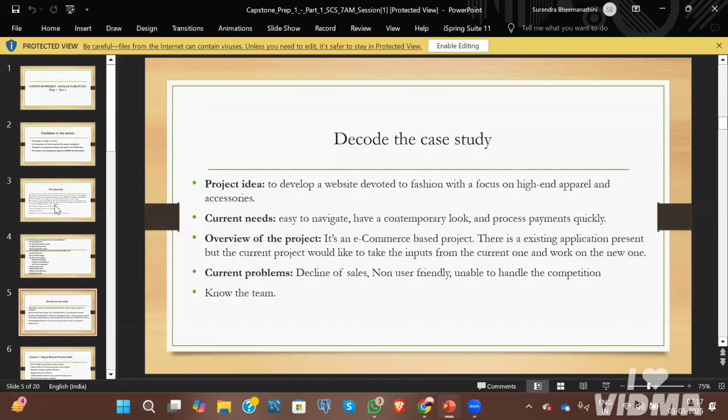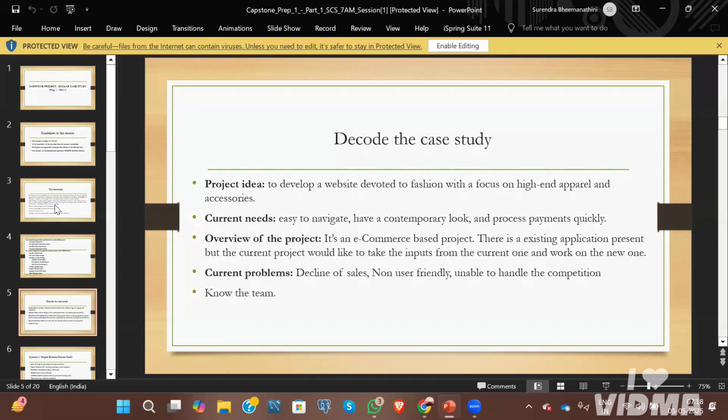Okay. So the project idea is nothing but to develop a website devoted to fashion with a focus on high-end apparel and accessories. This is the project idea. Coming to current needs, Mr. Anthony wants it easy to navigate, with a contemporary look, and to process payments quickly. The overview of the project is that it is an e-commerce based project. There is already an existing application present, but the current project would like to take the inputs from the current one and work on the new one, so whatever Miss Kathy has with her application, we want to take inputs from it and build the new one.